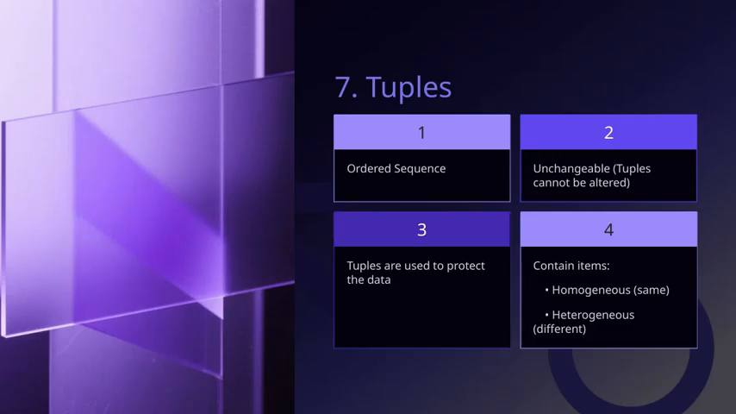Now let's talk about tuples, which are a special kind of ordered sequence. They are often used to protect the data, meaning once you create a tuple, it stays the same. One key point to remember is that tuples are unchangeable. You can't alter them after they've been created. This makes them useful for ensuring data integrity. Tuples can contain items that are either homogeneous, meaning all of the same type, or heterogeneous, meaning different types.